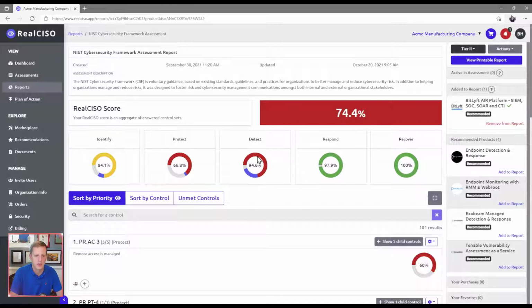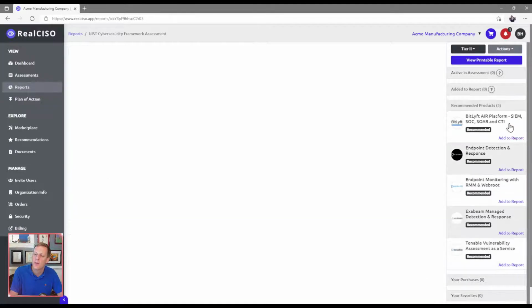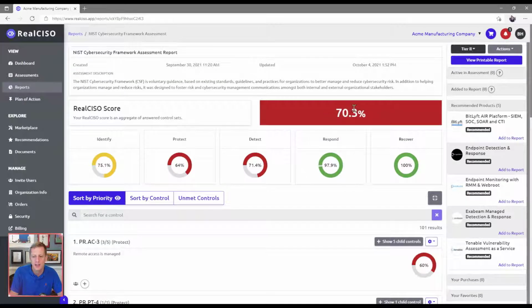So this blue represents by implementing this product here by BitLift, we can actually see how we can increase our overall detection capabilities and then your overall score itself. So 74.4%, this is just pure numerator over denominator math of your control. This isn't some type of magic scorecard or grading system. It's purely how many of the controls are you doing out of the ones that you should be. So 74 if we had it in place, 70 if we didn't.